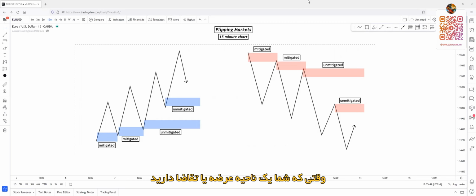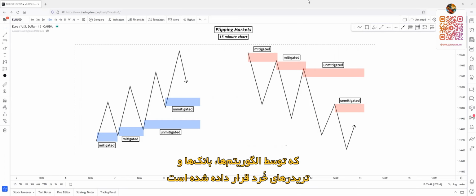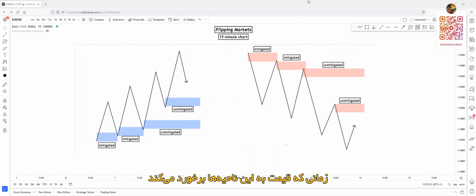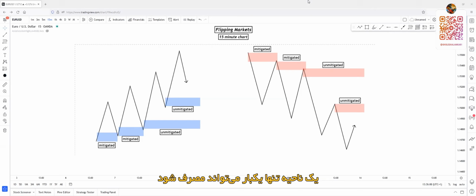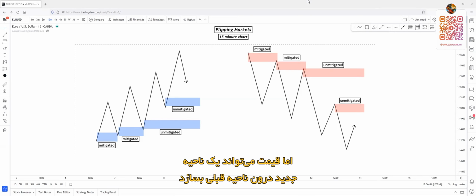If you have a supply or demand zone, there are loads of orders sitting on those zones placed by algorithms, banks, and retail traders. When price taps the zones, the resting orders are getting picked up, so it's becoming mitigated from unmitigated. A zone can be only mitigated once because orders can't be picked up twice, but a price can form another zone inside of the old one.